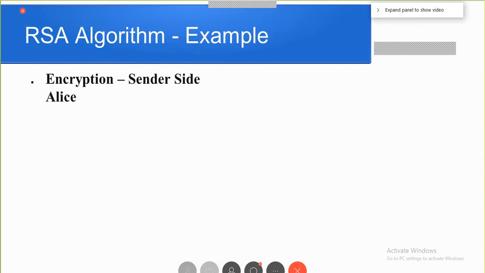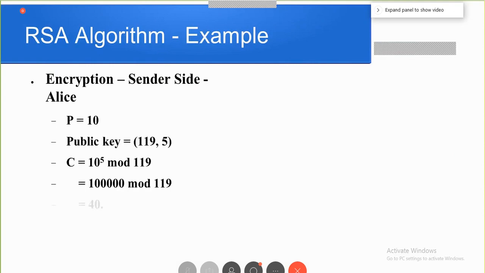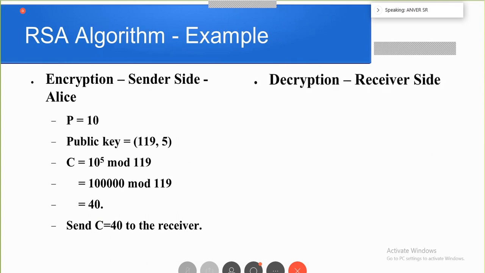Next, the same example, encryption and decryption process. Here the plain text is chosen as 10, and the condition is that the plain text P should be less than n. The public key is 119 and 5. So C is equal to P raised to E, where P is 10 and E is 5. So 10 raised to 5 mod 119 is equal to 40. So C is 40. P is 10 and C is 40, and it is passed to the receiver.